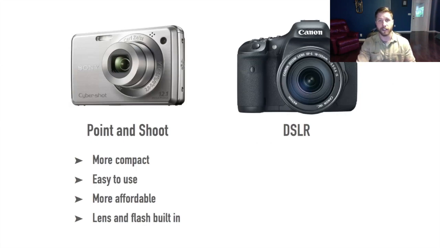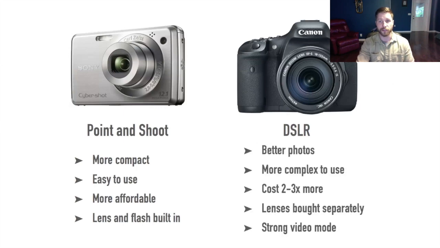Now, DSLRs are basically digital single lens reflex cameras. You get much higher quality images from these because you have a lot more manual controls that you can control. And so they cost a lot more, but you get a lot of high quality images from it. Lenses are bought separately. You can buy lots of different accessories for them and upgrade them in different ways. But they also provide really strong video modes, and a lot of videographers use DSLRs as well. So these are the two main categories. One's generally more consumer level and the other one is more professional.